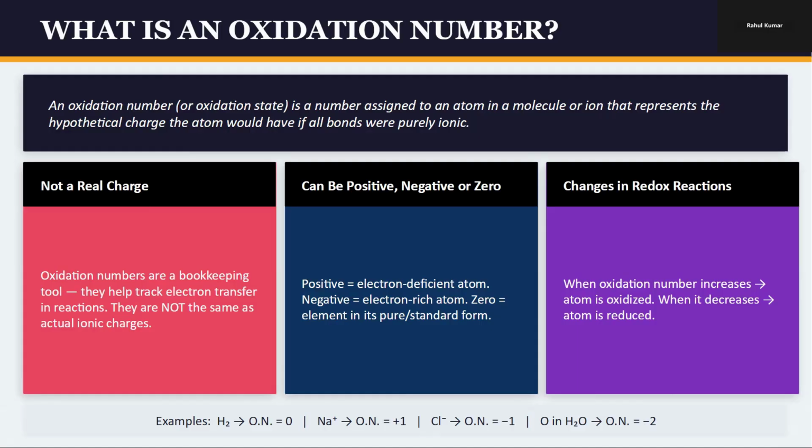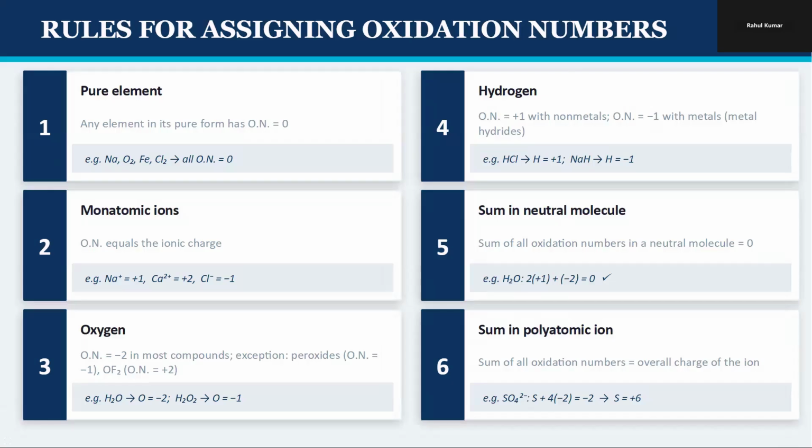So, changes in a redox reaction: when oxidation number increases, the atom is oxidized, and when it decreases, the atom is reduced. Examples: H2 has oxidation number zero because it's in a pure state. In Na+, the oxidation number is +1, in Cl-, the oxidation number is -1, and oxygen in H2O is -2. And later we're going to develop the formula to find this oxidation number.